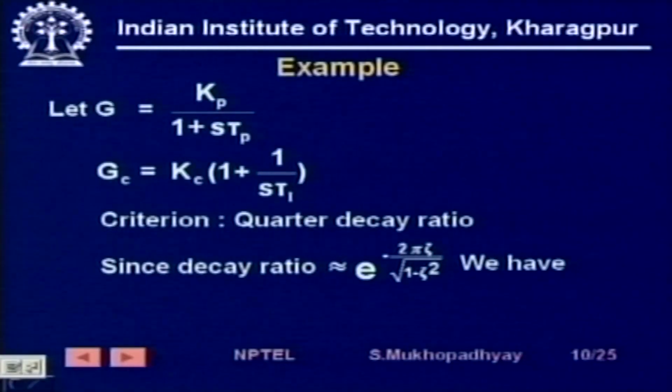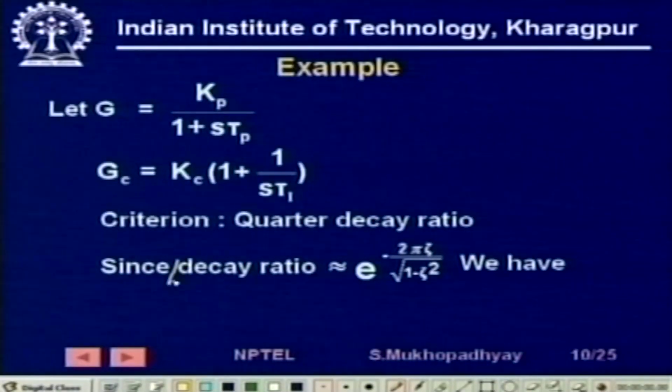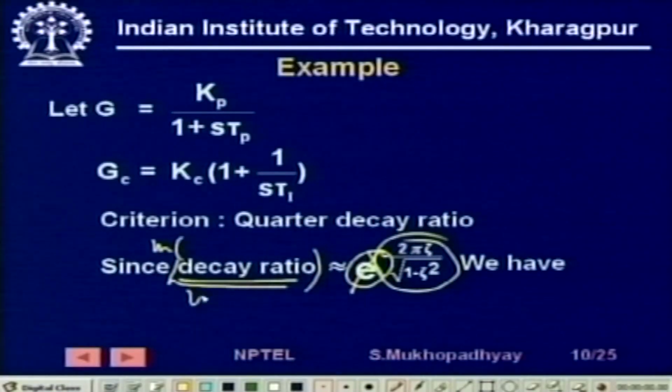So, it turns out that decay ratio is actually given by this formula. So, this value should be less than 0.25, which means that we can simplify matters of solutions by saying that we can take log on this side. So, we can have ln of the decay ratio approximately equal to this, or equal to, let us say. So, now this I want to be equal to 1/4. So this becomes equal to ln of 1/4.